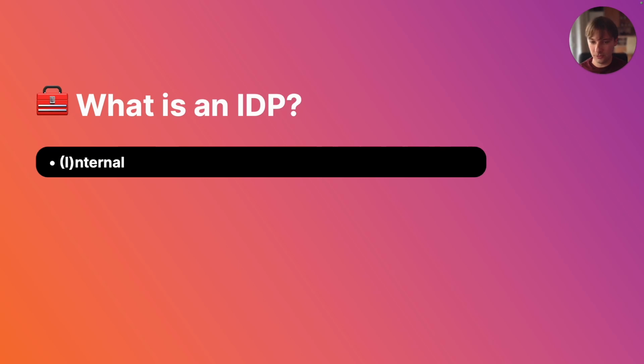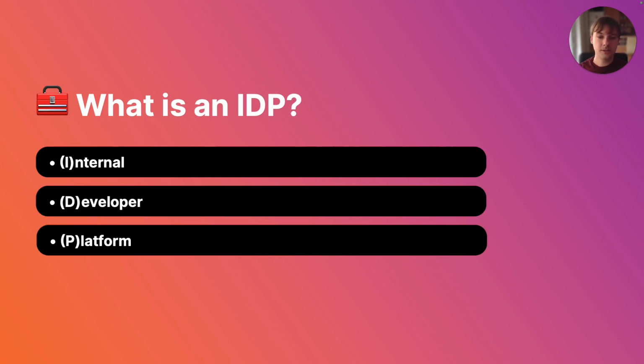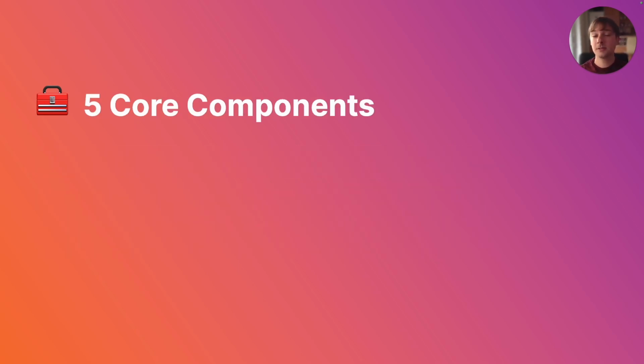Okay, so IDPs are meant basically for internal use only. They are meant for developers in your organization, and it's a platform. So this is a product type. It is a self-service platform that allows developers to easily establish their environments. And each IDP has 5 core components.